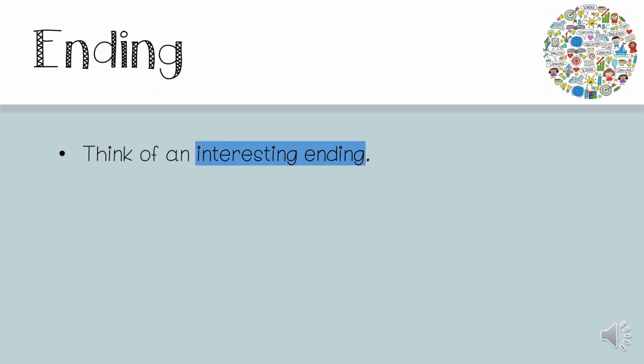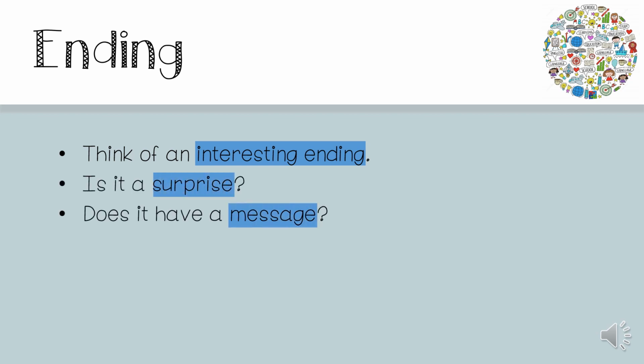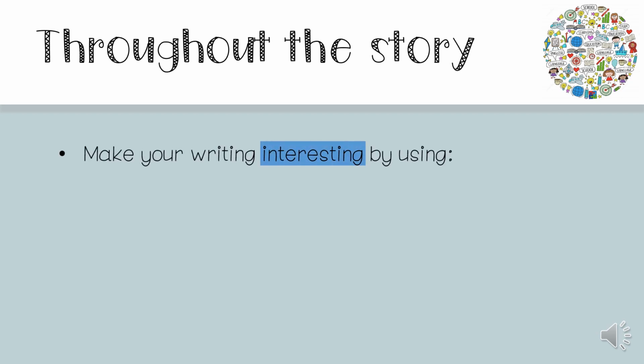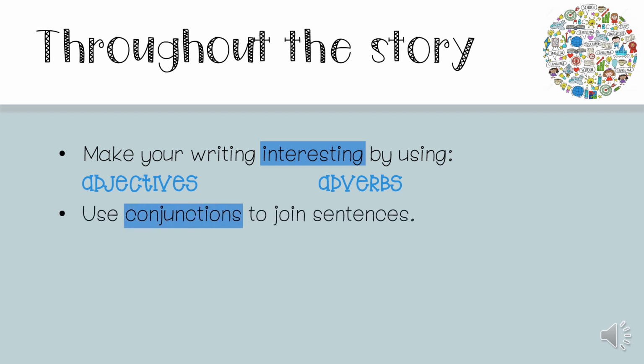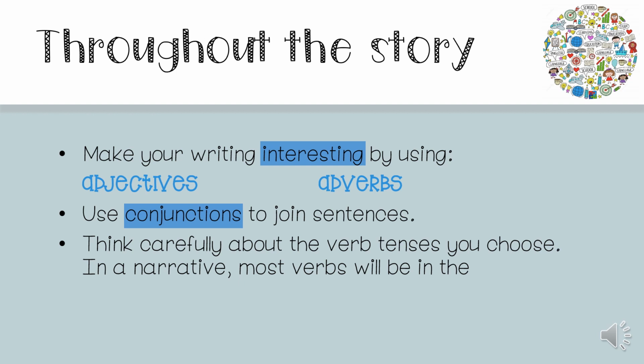Now let's look at the ending. Think of an interesting ending. Is it a surprise? Does it have a special message? Now, throughout the story, you must make sure that your writing is interesting by using adjectives and adverbs. Use conjunctions to join your sentences. And think carefully about the verb tenses you choose. In a narrative, most verbs will be in the past tense.